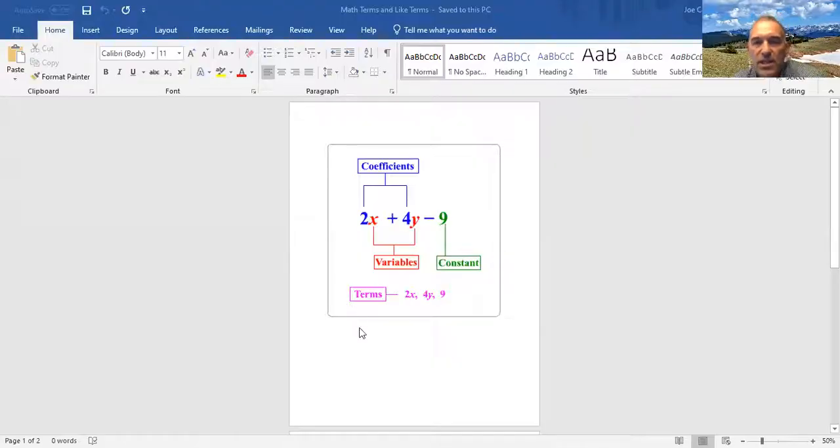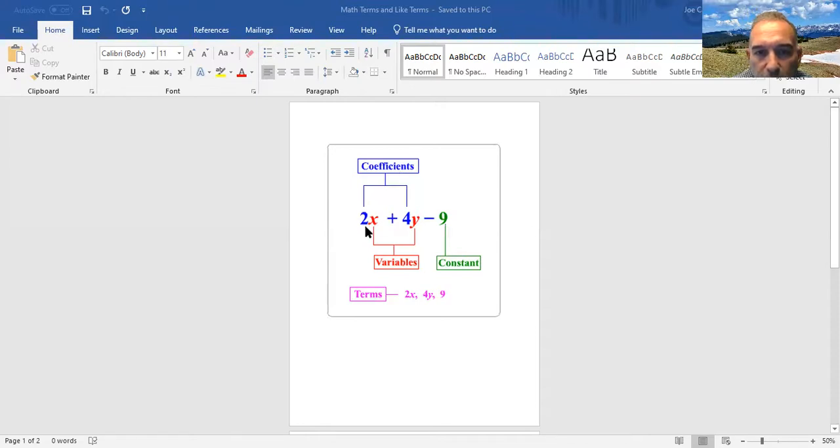What we're talking about are like terms. Like terms, L-I-K-E. I'm going to share my screen with you. Before we talk about like terms, I want to review these concepts. Take a look at this expression in the center. It says 2x plus 4y minus 9. Notice that they are labeled for you to refresh your memories.